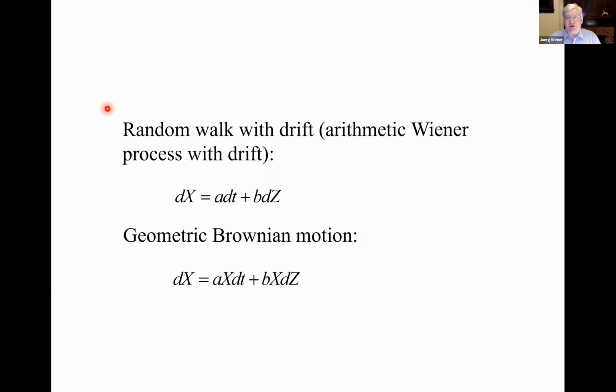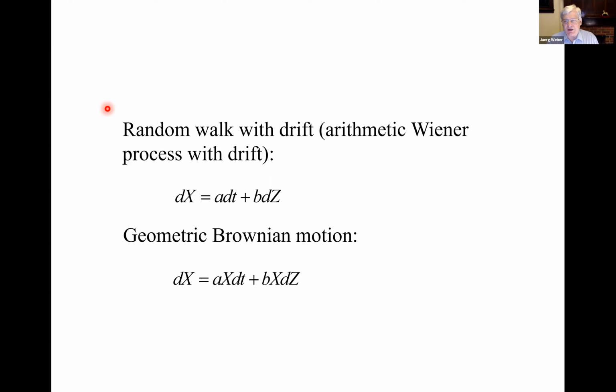Welcome to lecture 28 on risk management and insurance. In this lecture, we introduce the Black-Scholes option pricing model. But first, I would like to repeat something from last lecture.